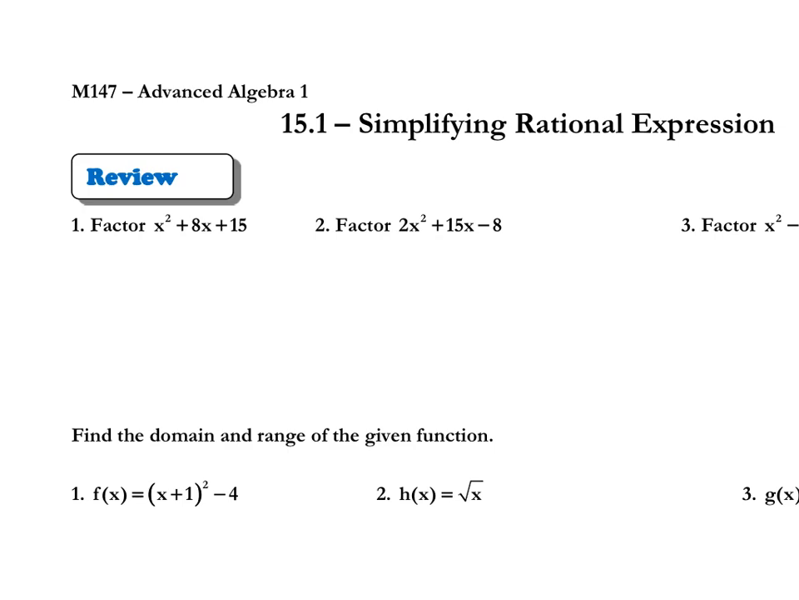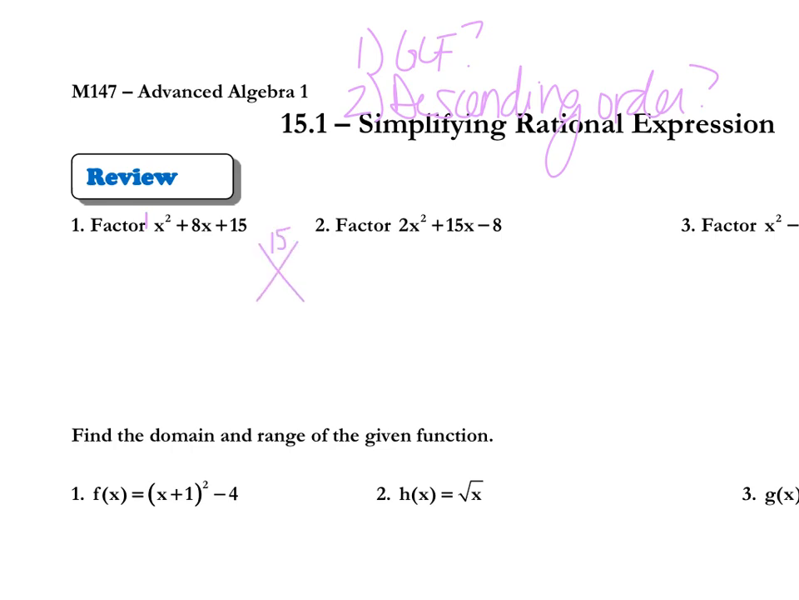So remember, the first question you always ask yourself is, is there a GCF? And also at the same time, is it in descending order? If we look at number 1, there's not a GCF and it is in descending order. A is 1, so we can do that quick factoring of what two numbers multiply to 15 and add to 8. That's just going to be 3 and 5. So those are my two factors: x plus 3, x plus 5.